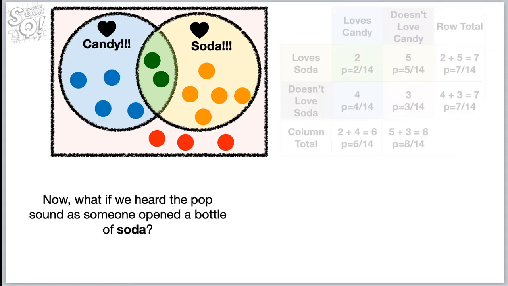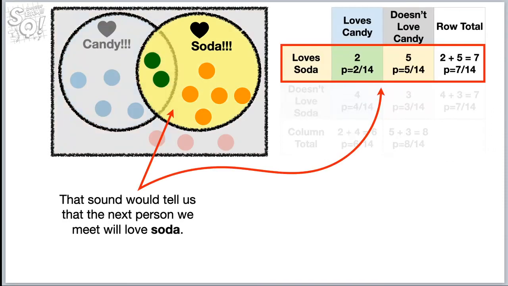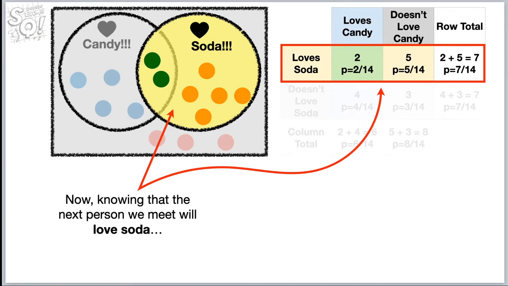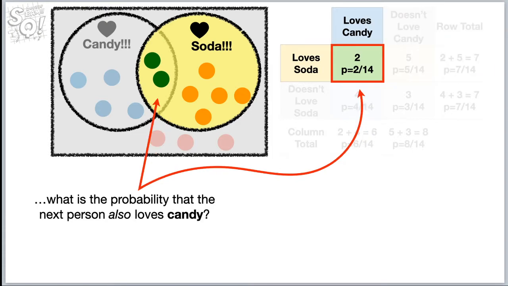Now, what if we heard that pop sound as someone opened a bottle or a can of soda? Whatever you have in your region, if you have cans or bottles, just imagine that sound. That sound would tell us that the next person we meet will love soda because they've just popped open a soda. Now, knowing that the next person we meet will love soda, what is the probability that the next person also loves candy?